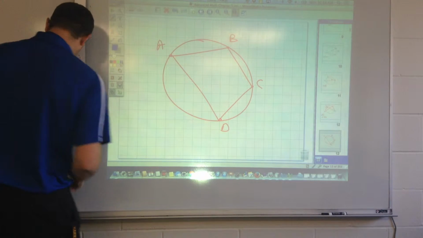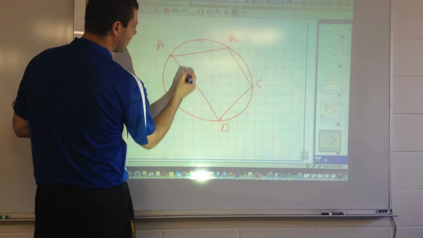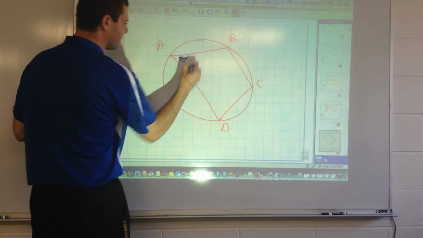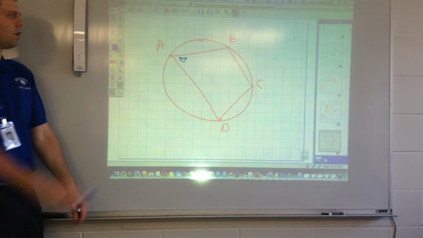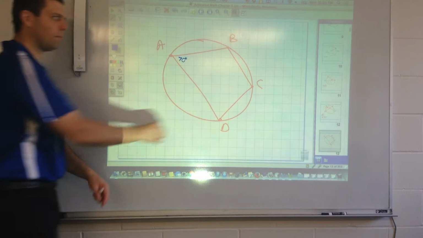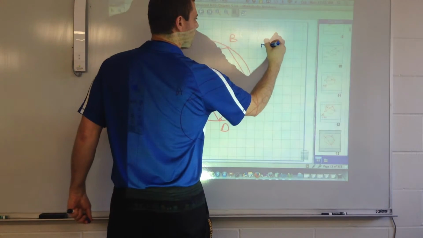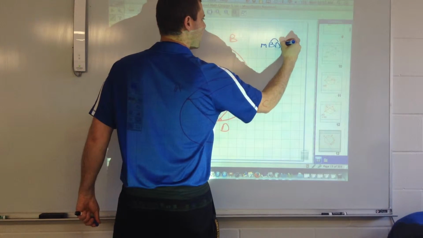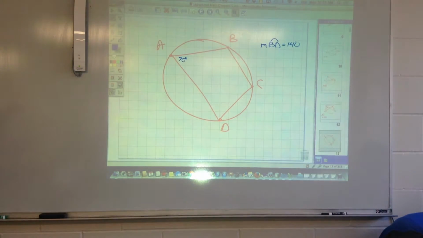Let's do this. I'm just going to do this with marker here. Let's say this right here is 70 degrees, right there. I'm just saying for example. Okay? If that's 70 degrees, what do you know about the arc BD? 140, right? So the measure of the arc BD has to be 140. Everybody agree with that? Is that logical?